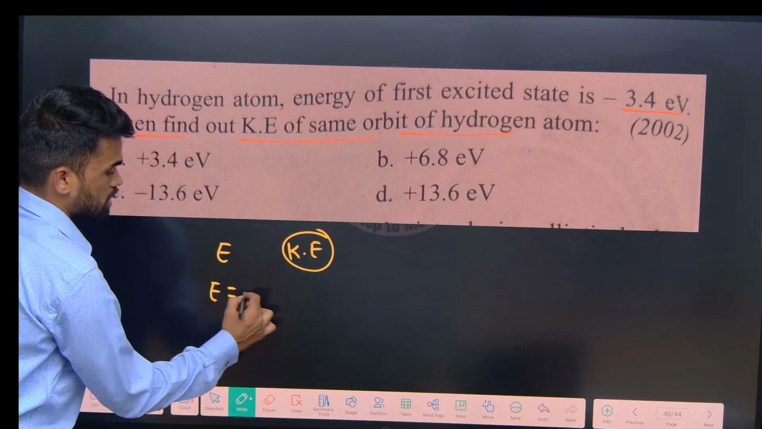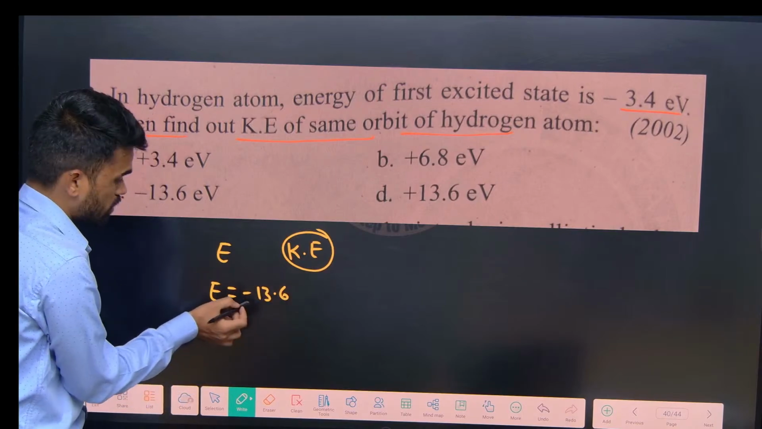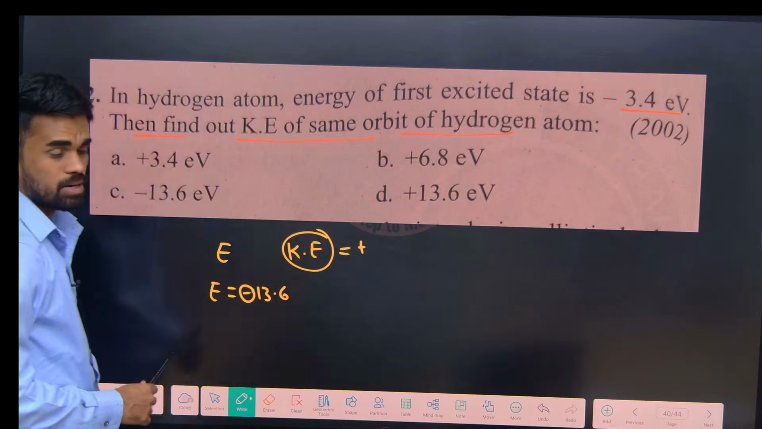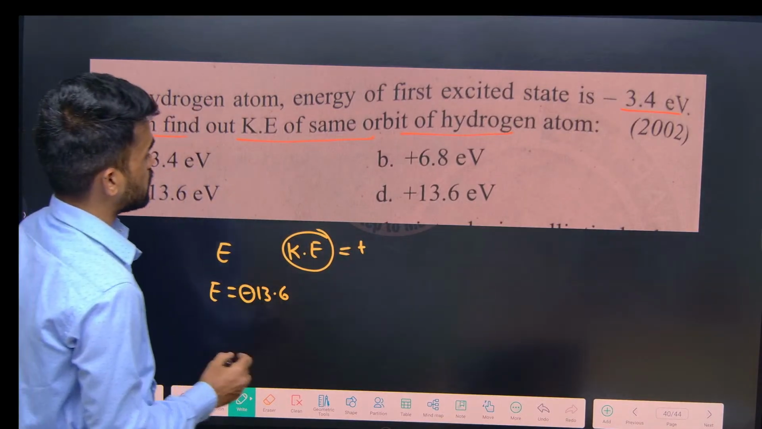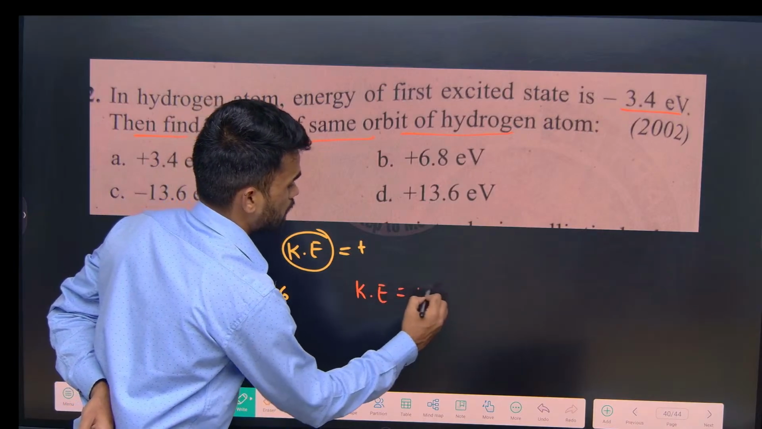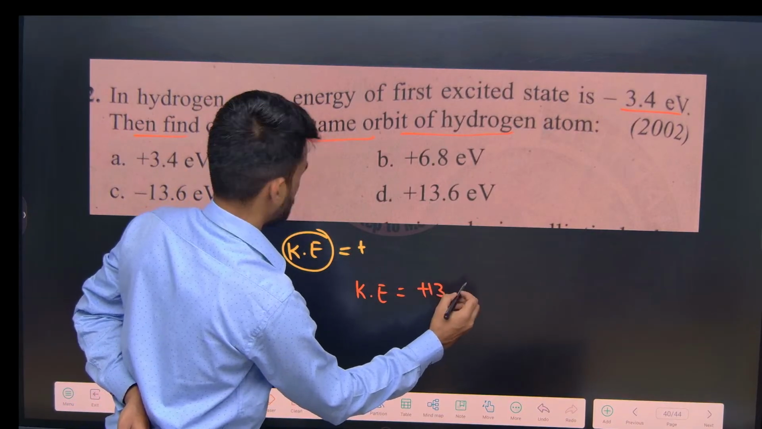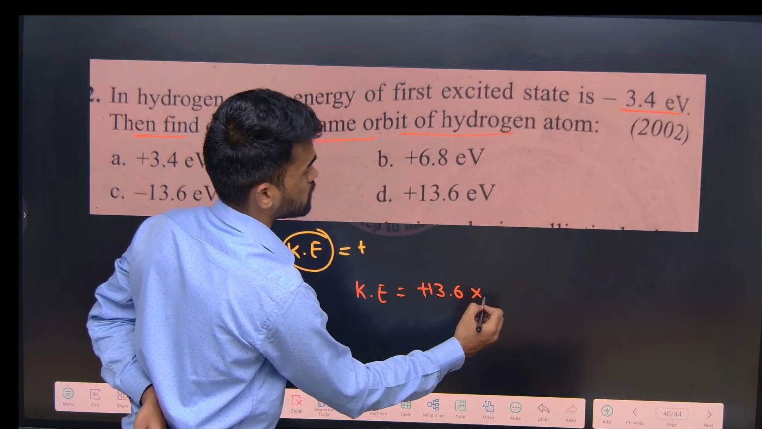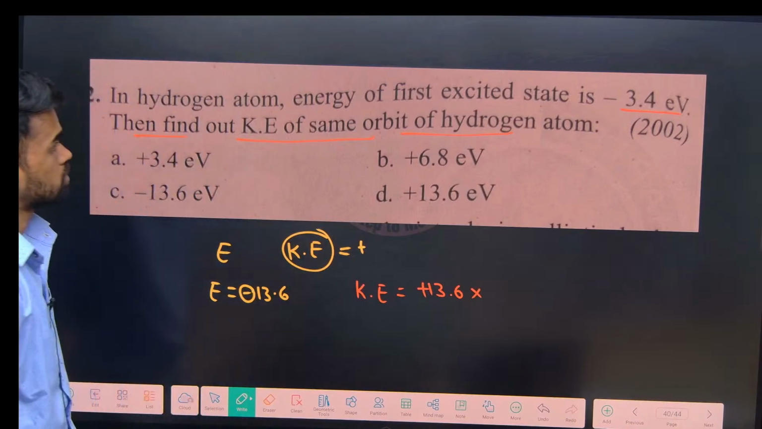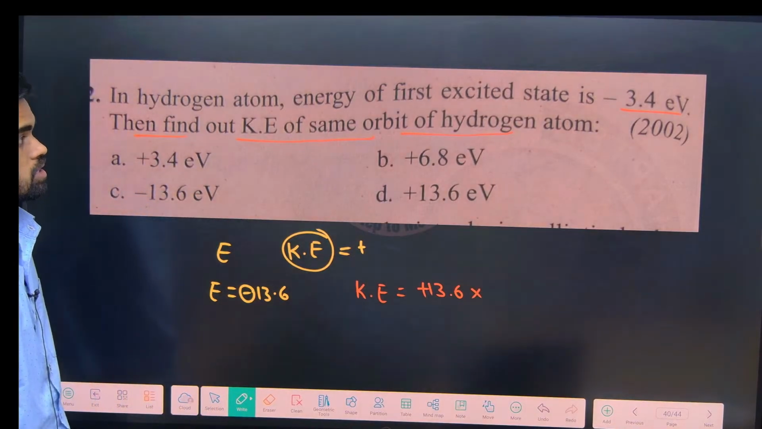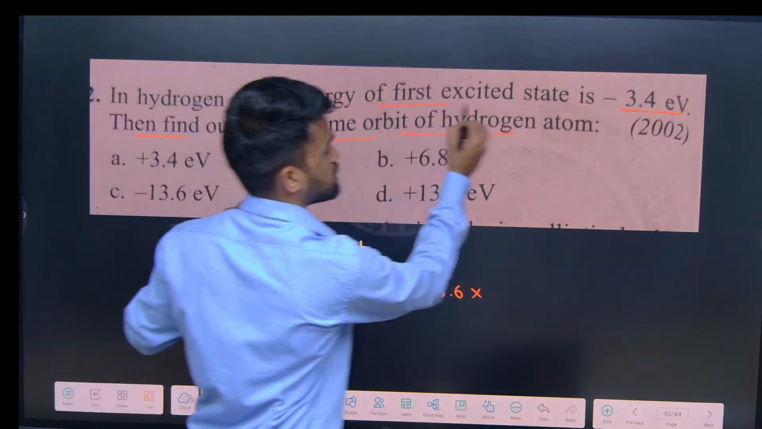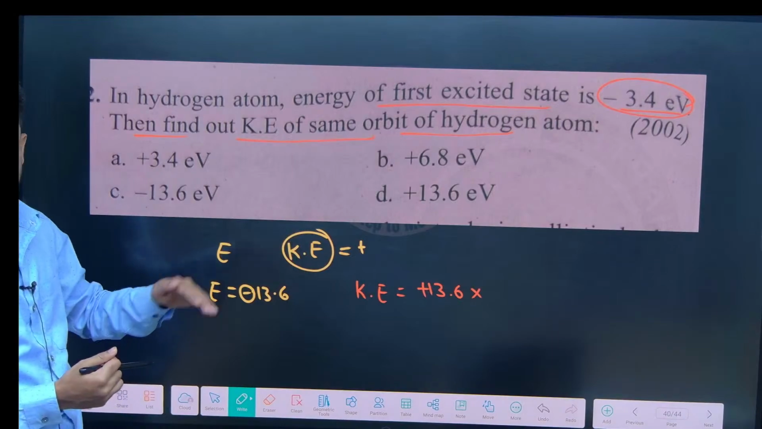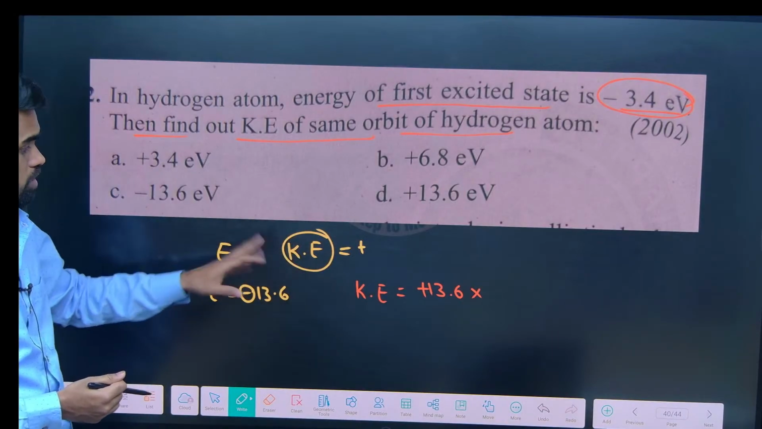Energy, what is the total energy? Minus 13.6 we are taking now. Here we are taking with the minus symbol; you just take the same value with the plus symbol. So now it is in electron volt. So kinetic energy can be plus 13.6 into Z square by n square. Given as -3.4 for the same orbit, so it will be plus 3.4. See, for the first excited state, energy is this much. It means the same energy will be required, I mean, kinetic energy.